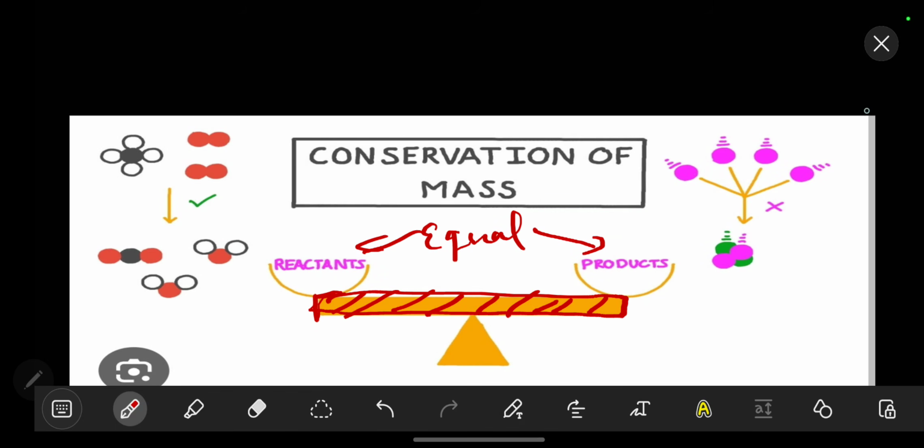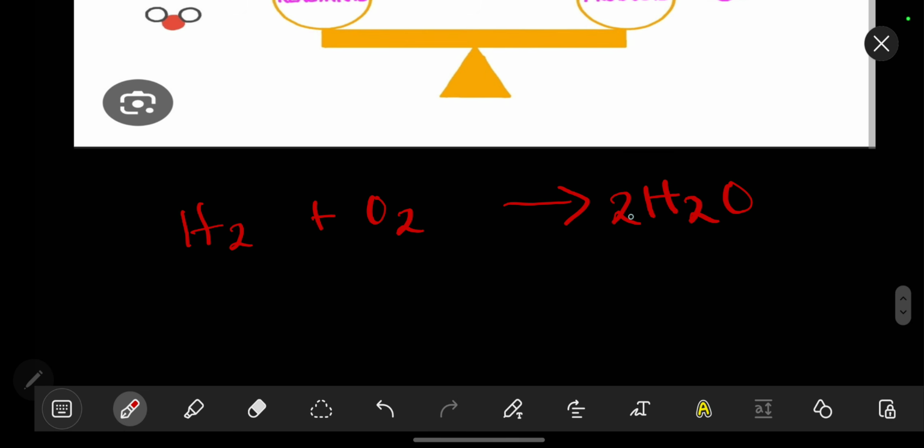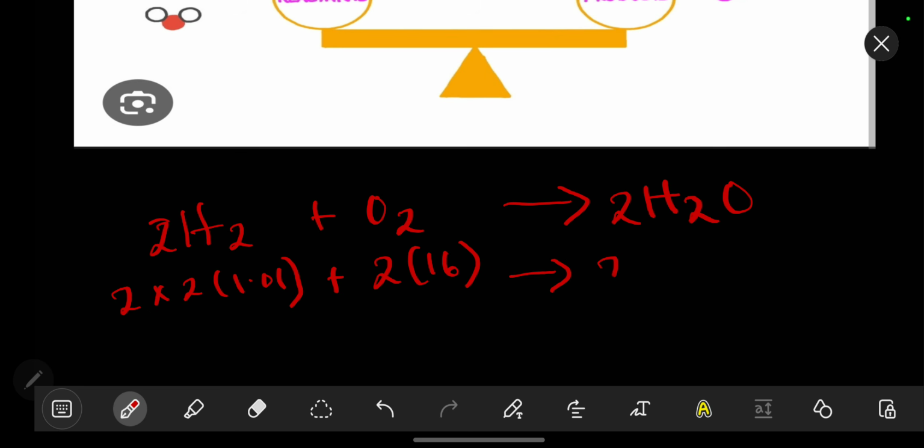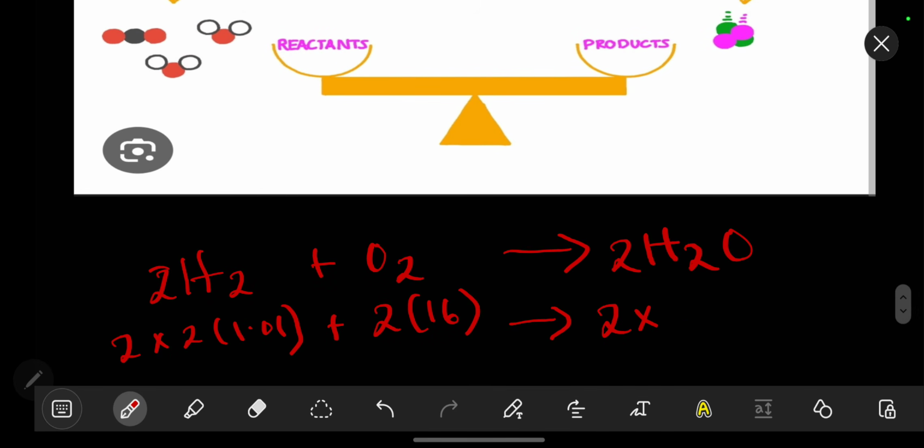Let's clarify it with an equation. Let's take this example. If we have this balanced equation, the mass of hydrogen will be 2 times the 2 that is here, times the molar mass of hydrogen, which is 1.01. Then we have plus oxygen: 2 times the molar mass of oxygen, which is 16. For water, we are going to have 2 times 1.01, plus 16.